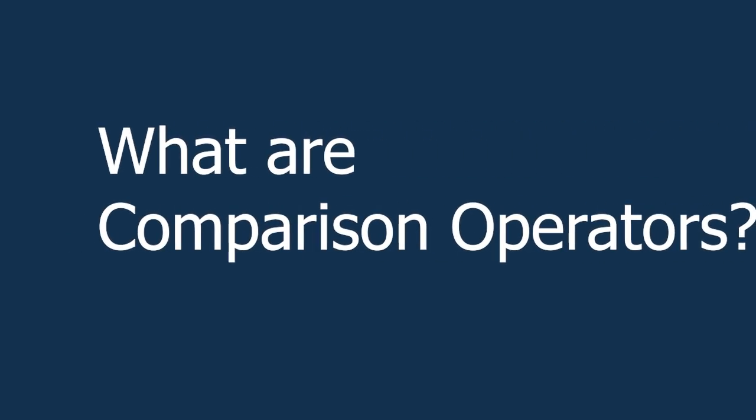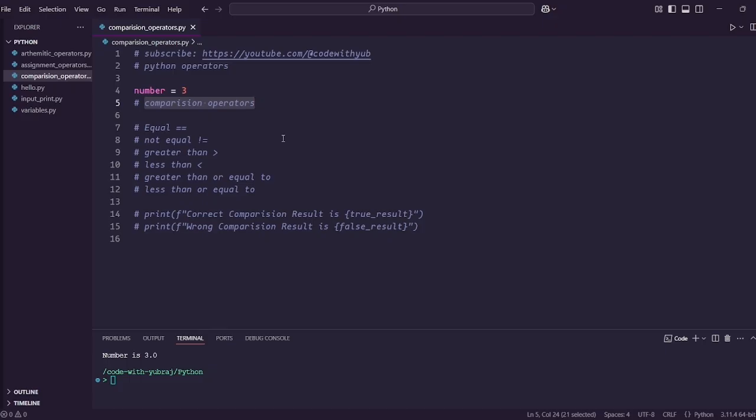Python comparison operators. So what are comparison operators? We have discussed data types in our previous videos, and we have a data type called boolean, which can either be true or false. So every time you perform a comparison operator, it returns either true or false. There is no other result than true or false.